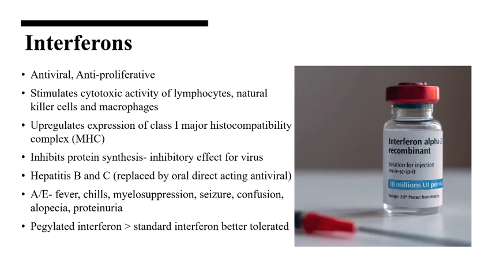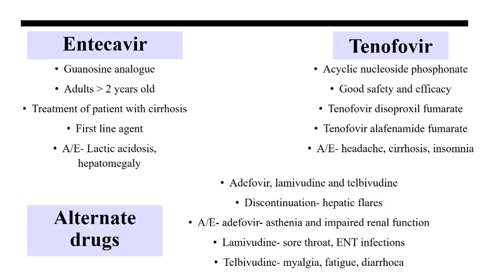We also have other drugs like entecavir and tenofovir, which are the first line drugs. Entecavir is a guanosine analog which is given for patients older than 2 years, and it is mainly the first line agent for treatment of patients with cirrhosis. The common adverse effects are lactic acidosis and hepatomegaly.